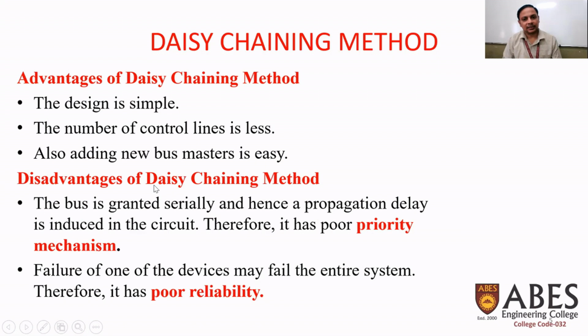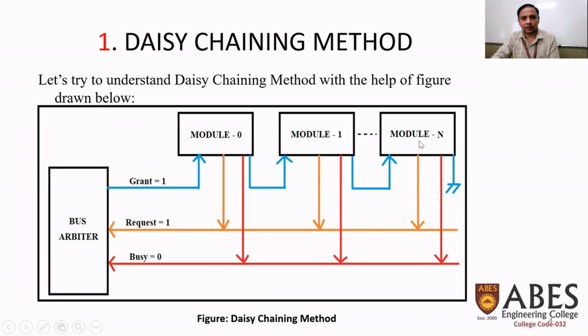There are some disadvantages with daisy chaining. This is the basic technique. The first disadvantage is that the bus is granted serially, as I have mentioned earlier. First the nearest master will get the access, then the second nearest, then the third nearest. So there will be propagation. Take a scenario where we have 5 modules. This is the 5th module. If the 5th module wants to get the system bus, it will have to wait: first module 0 will get the access, then module 1, then module 2, then module 3, then module 5.